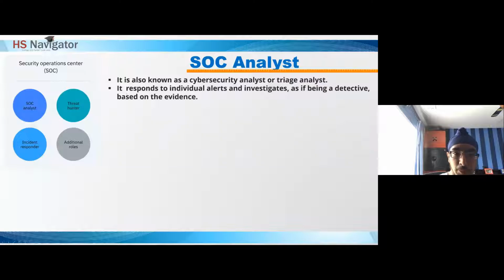Some jobs that are available in cybersecurity are SOC analyst, and SOC stands for Security Operations Center. An SOC analyst is also known as a cybersecurity analyst or a triage analyst. What they do is respond to individual alerts and investigate as if they're a detective, based on the evidence that they're given. They analyze a server or a service or any sort of security threat, and they respond to it, and they figure out what that threat is and where that threat came from based on the evidence.